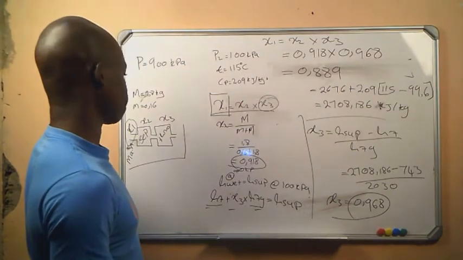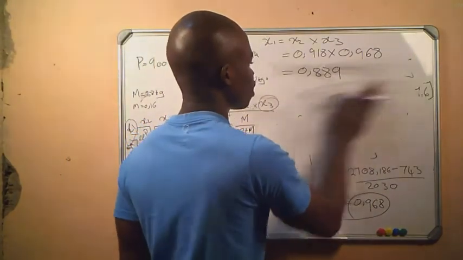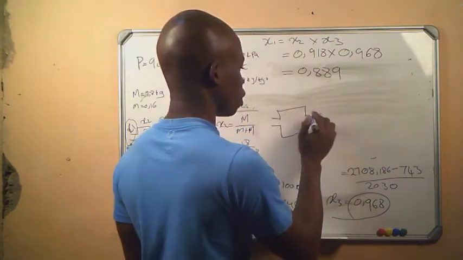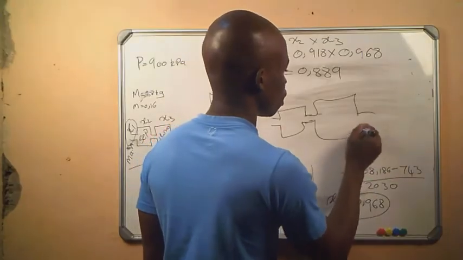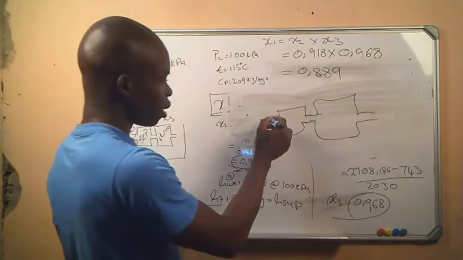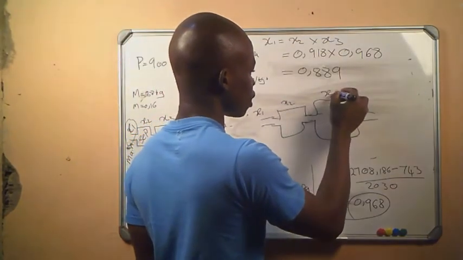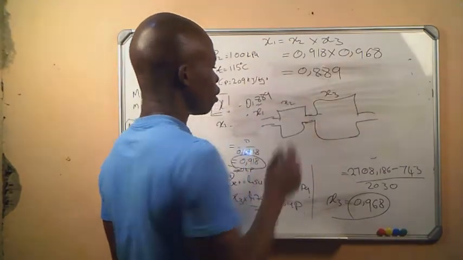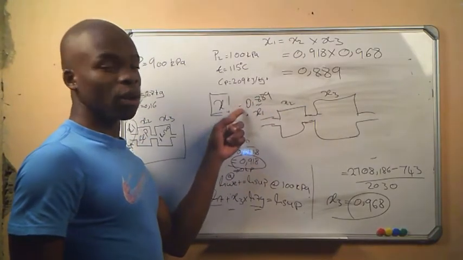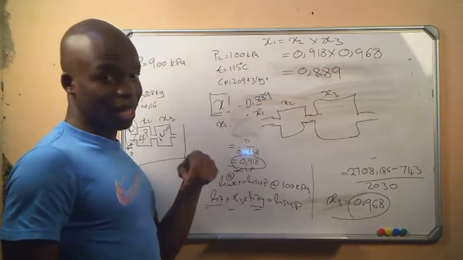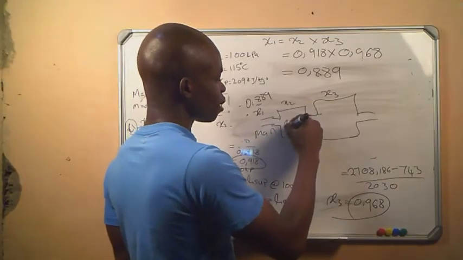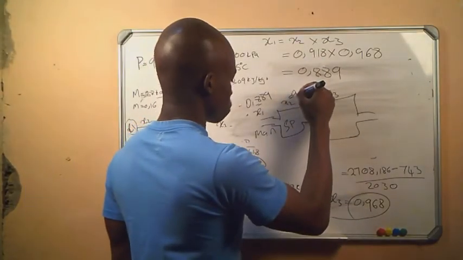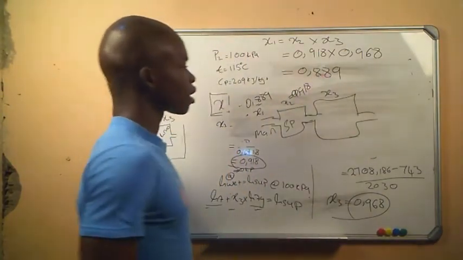If you now have the dryness fractions, you must try to make sense of them. We know that it is given like this: this is the main, and this is x1, this is x2, then this is x3. The dryness fraction of x1 is 0.889, meaning that the steam is 88.9% dry at the main. Then at the separator, our steam is 0.918.